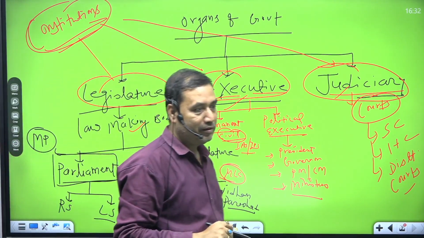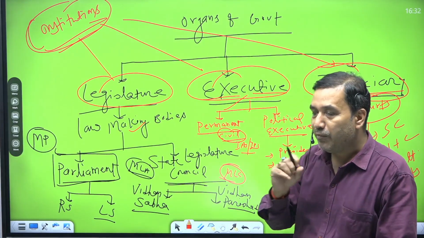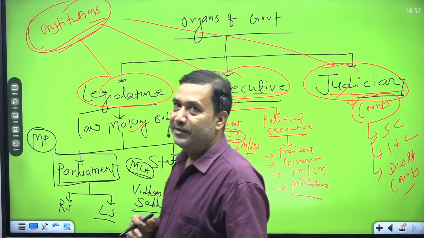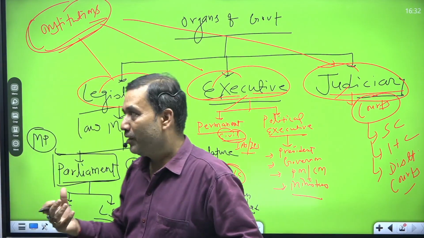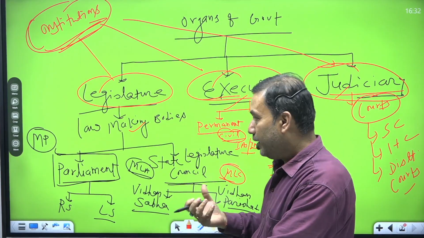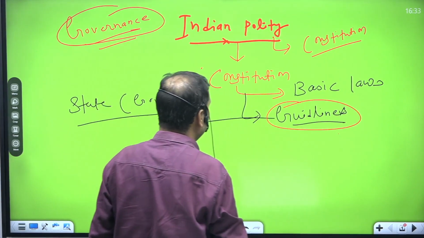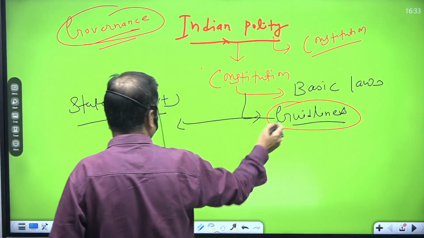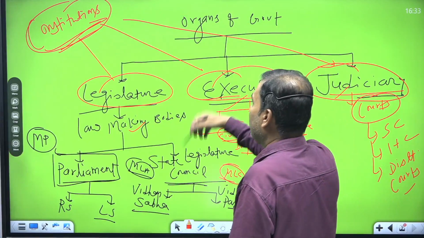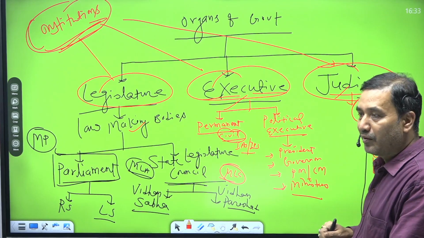One question, tell me the answer. In the Indian political system, who is the supreme? Constitution. The Constitution is a guideline, as I already said, a guideline to a state, and under the state there are the legislature, executive, and judiciary. Clear? Next.